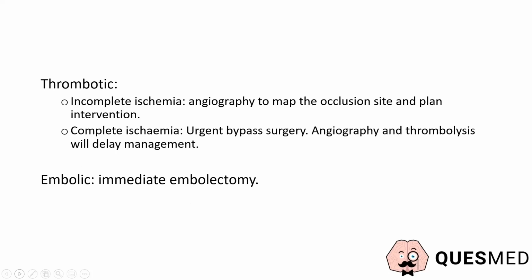So in a patient with a thrombotic cause of limb ischemia, if there is incomplete ischemia, you can use angiography to plan your intervention. This isn't appropriate in complete limb ischemia because they need urgent bypass surgery. And if you were to perform angiography or thrombolysis, it's essentially going to delay your definitive management. If a patient has an embolic cause of their acute limb ischemia, you need to take them for immediate embolectomy.